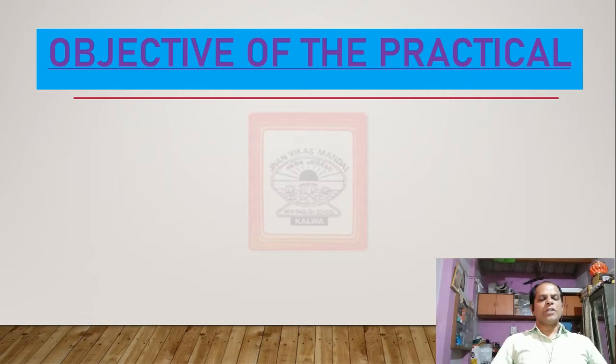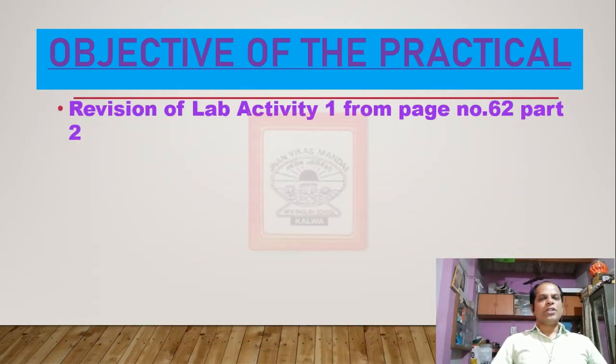Now, the objective of today's practical is to do revision of lab activity 1 from page number 62, and this is the second part of this lab activity. Last time we started revising this lab activity, and we saw the first part of it. Today we will see what further we have to do in this lab activity.